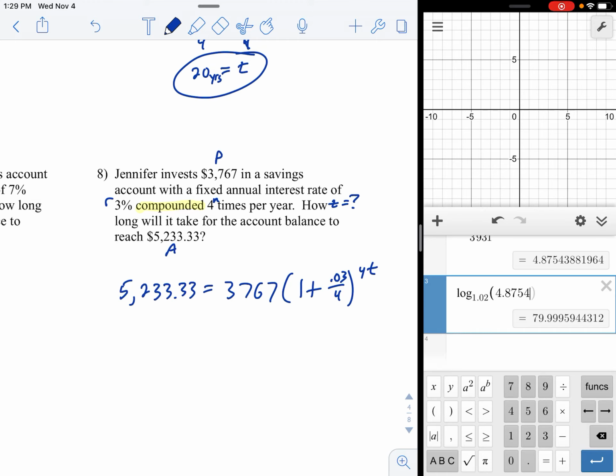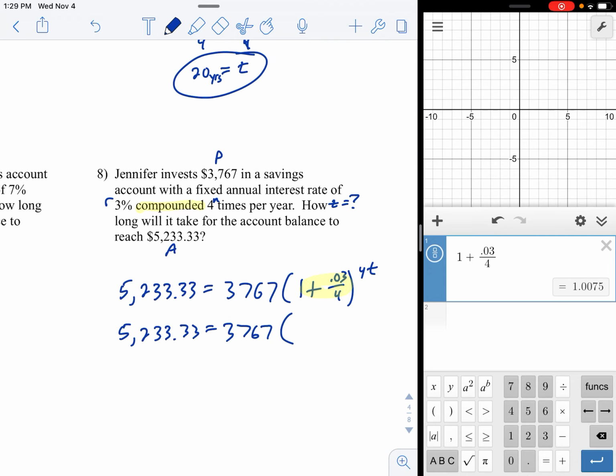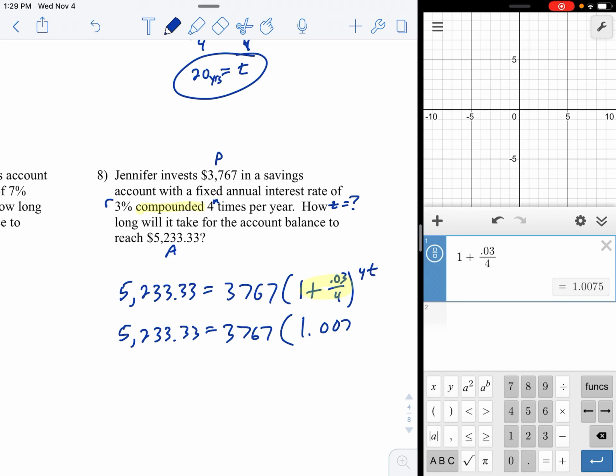Let's solve this. First, simplify that. Use a calculator, make it easy on yourself. 1 plus 0.03 divided by 4. 5233.33 equals 3767 times 1.0075 to the 4t. Now, divide both sides by 3767.